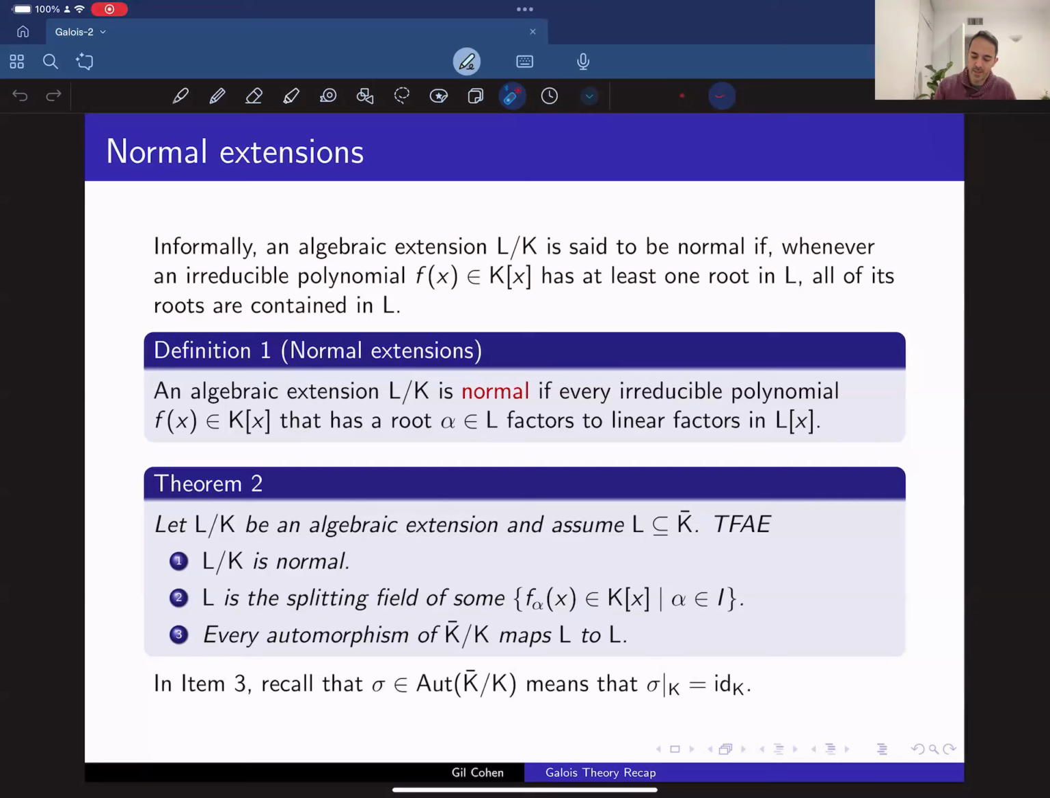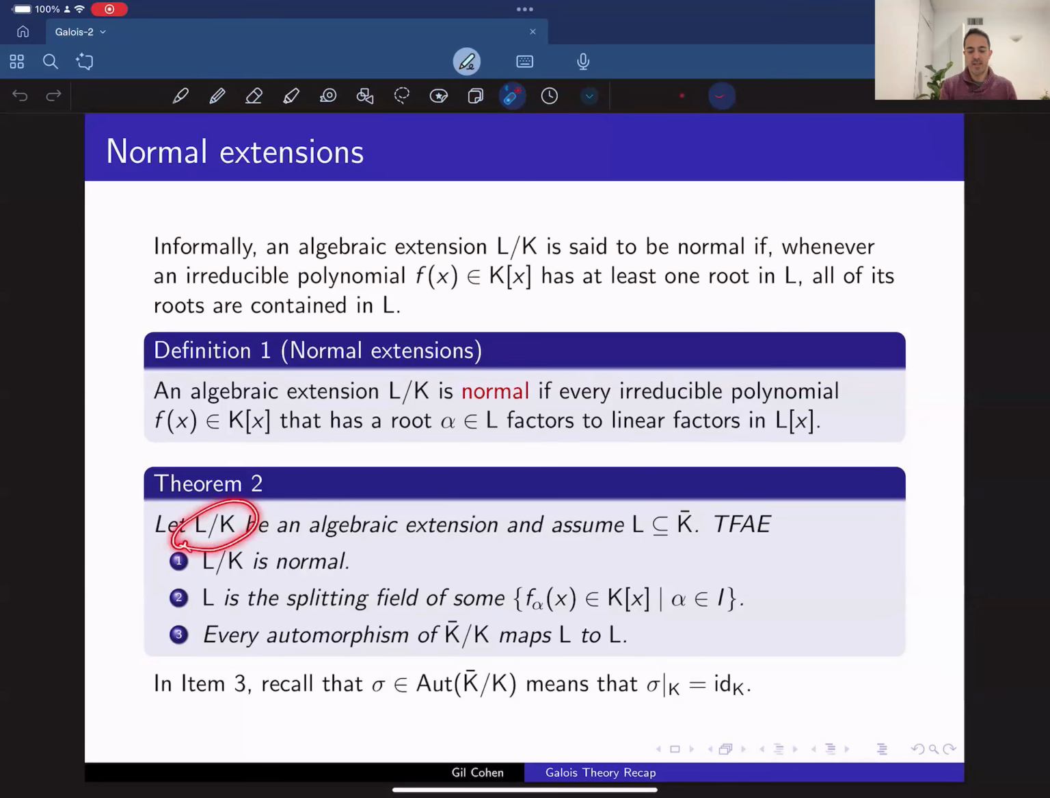Although it's not necessarily the best way to work with the definition. So this is why we have the following theorem. It's a basic theorem in Galois theory that we are going to prove, just to remind us of things. It just gives different characterizations of normality.